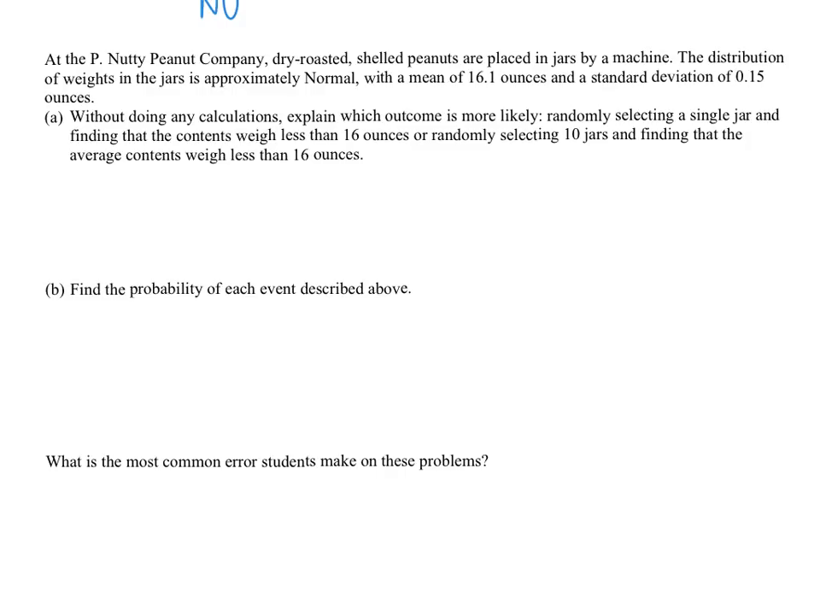A. Without doing any calculations, explain what outcome is more likely: randomly selecting a single jar and finding that the contents weigh less than 16 ounces, or randomly selecting 10 jars and finding that the average content weighs less than 16 ounces. Okay, there are a few things that I want to look at. I want to talk about X, which is going to be the weight of a single jar. I'm just defining that to be. So X bar then is going to be the average weight of 10 jars.